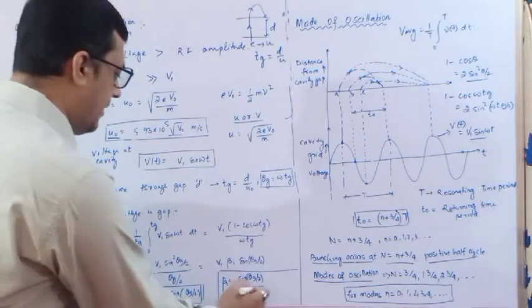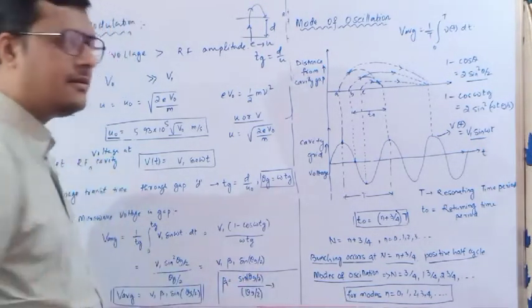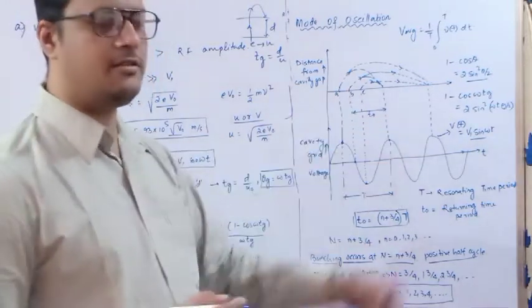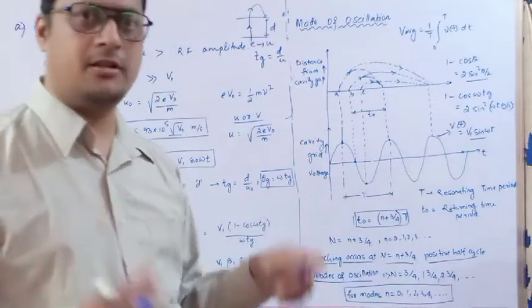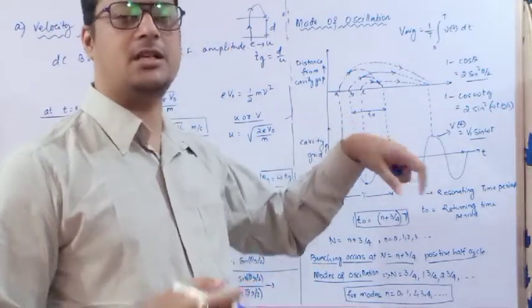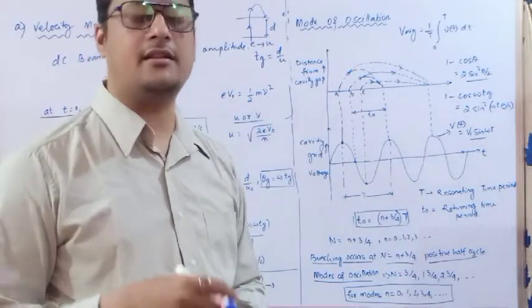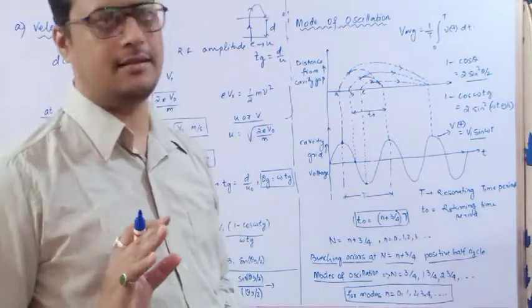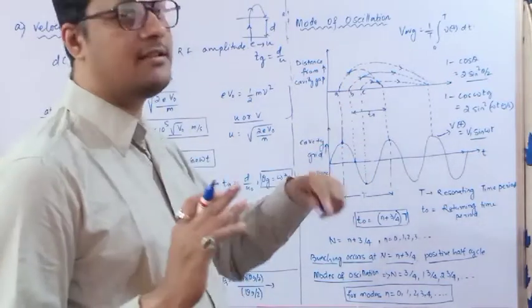Now this beta 1 is called the beam coupling coefficient. Here how many electrons are moving, that we don't know, but the beam electrons are coupled with each other and dissipate the energy at the 3/4 of the positive half cycle of an RF signal. So this is called bunching.